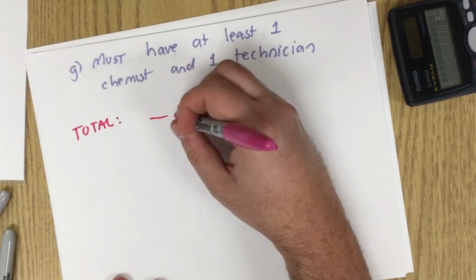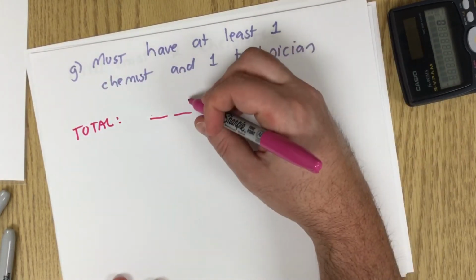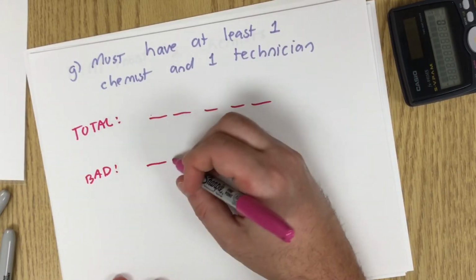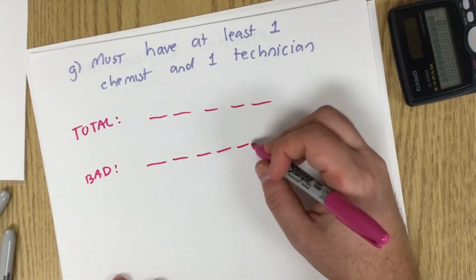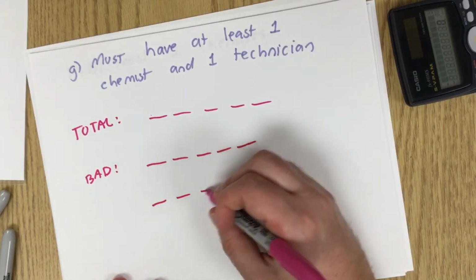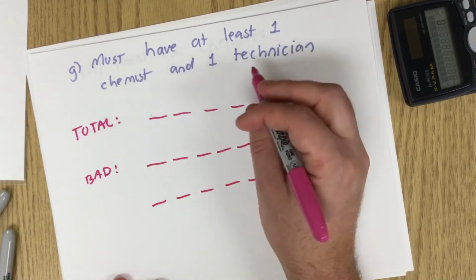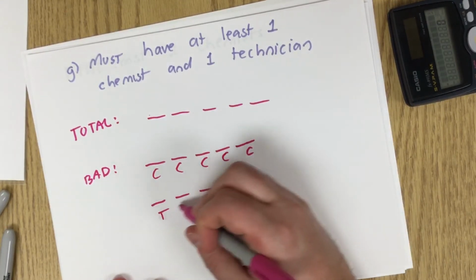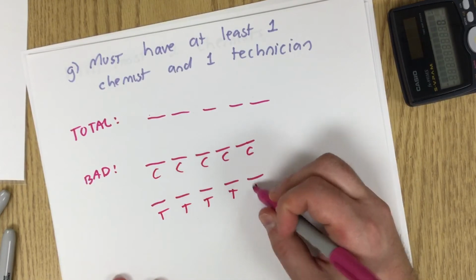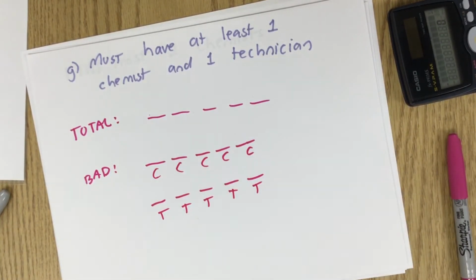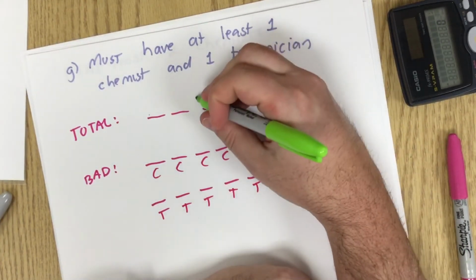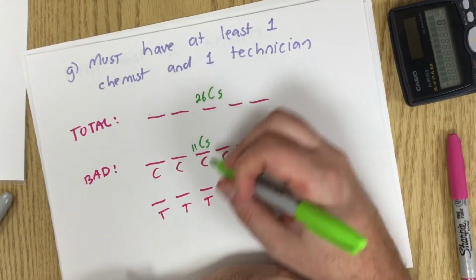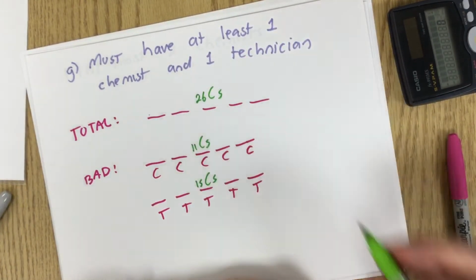So the total is no restrictions. Now the bad one, there's actually 2 bad cases. We want to have at least one of each, so bad would be all chemists or all technicians. So the total is going to be 26 choose 5, the bad cases are 11 choose 5 and 15 choose 5.